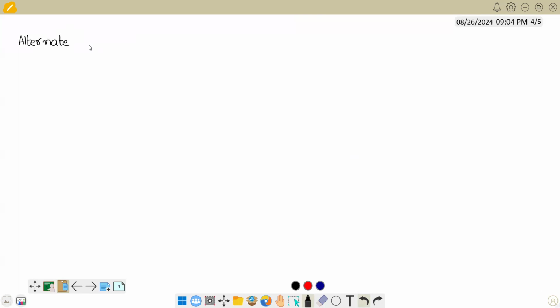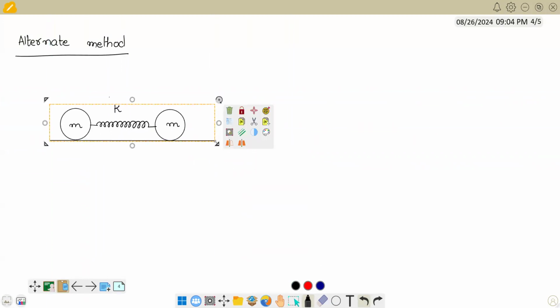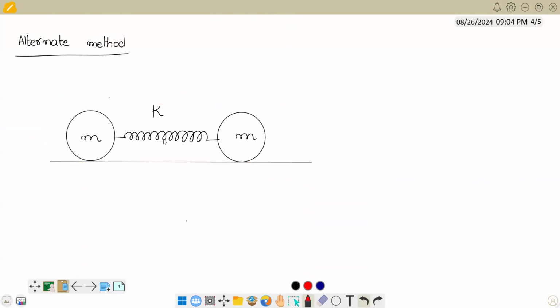The alternate method is slightly lengthy. That is based on the concept of center of mass. Since there is no external force acting on the body, we know the center of mass is exactly here. Even though both of them are moving, the center of mass of the system doesn't. Since the masses are equal, the center of mass will be at L by 2 distance from this end and at L by 2 distance from the other end.